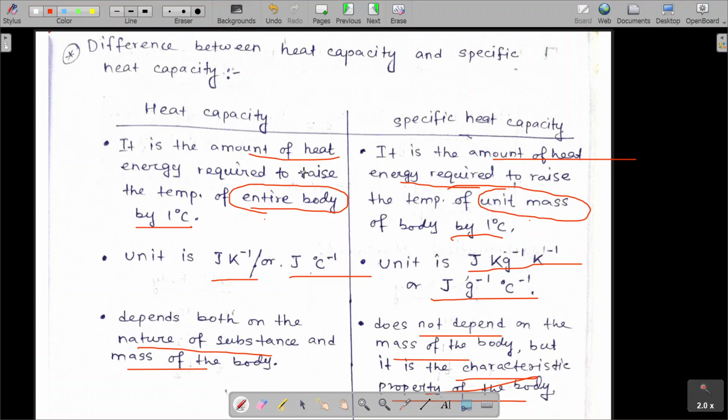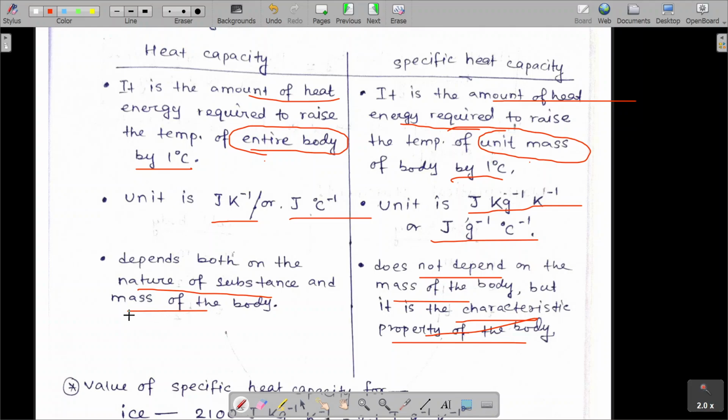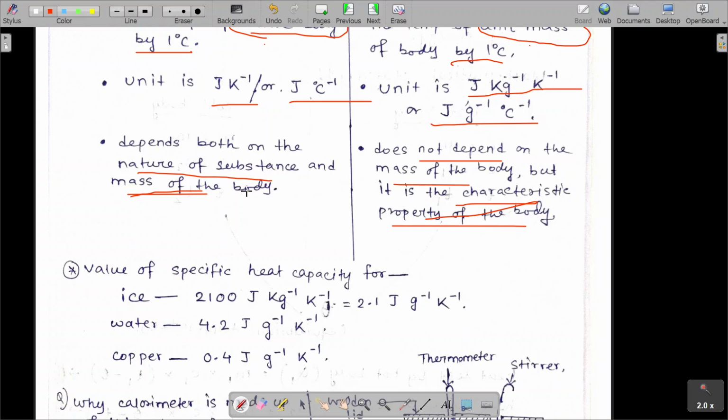But heat capacity for the three will not be equal because it depends on the nature of the substance and the mass of the body. For the three, the mass will be different for each of them, and so the heat capacity will be different. Whereas specific heat capacity will remain the same for all three of them.